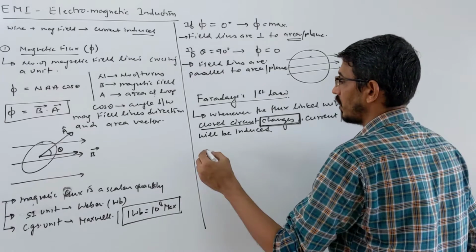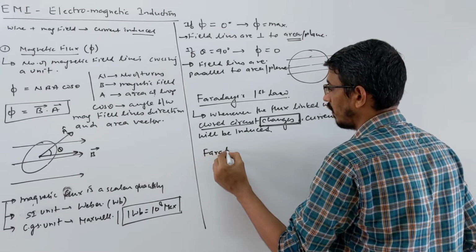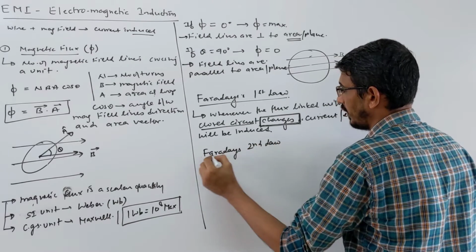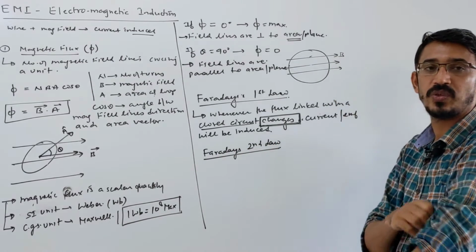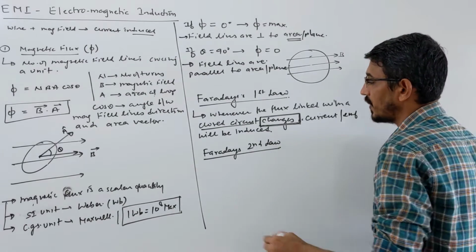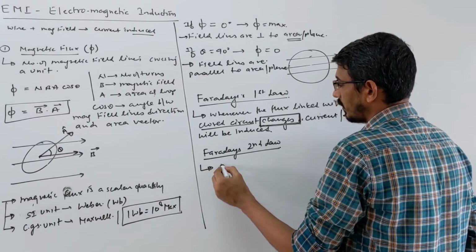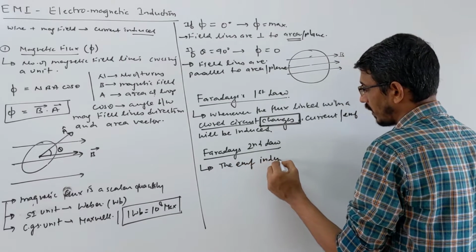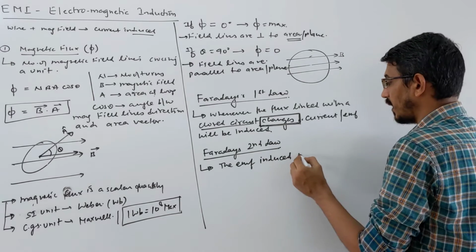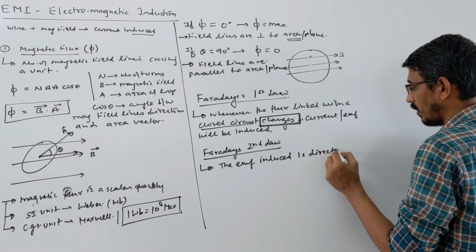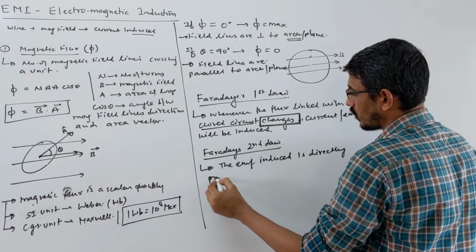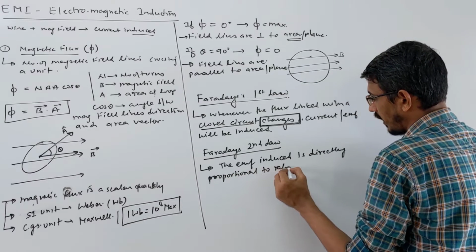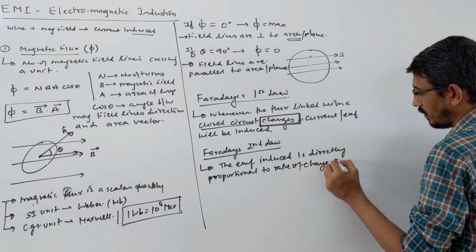Okay. So let's talk about Faraday's second law. This gives a formula to calculate how much EMF is induced. It's very simple. It says that the EMF induced, or you can say current induced, is directly proportional to what? Directly proportional to the rate of change of flux.